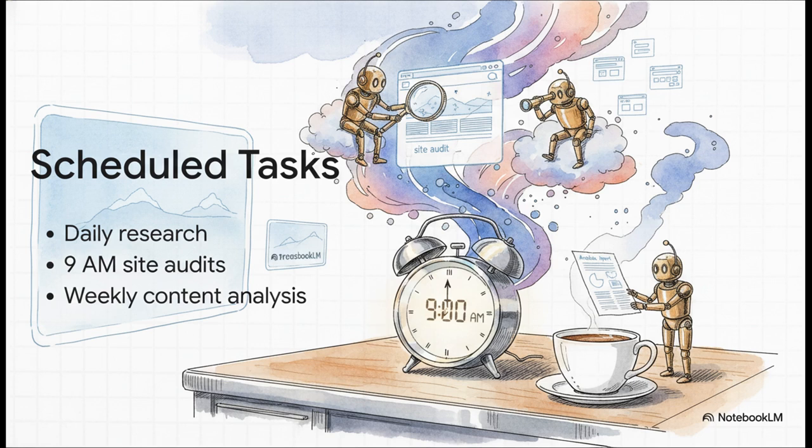Set it for 9 a.m. daily, and from that moment on, Antigravity quietly wakes itself up in the background. It audits your site, scours the web for competitor changes, and has a full report waiting for you before you even grab your morning coffee. You can automate competitor research, weekly content audits. The only limit here is your imagination when it comes to delegating your grunt work.